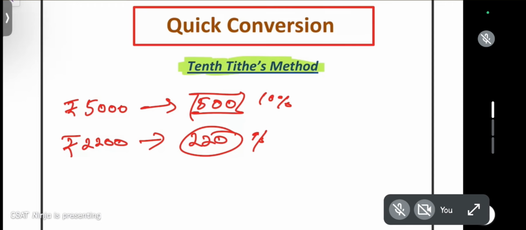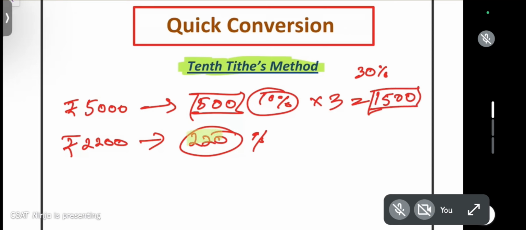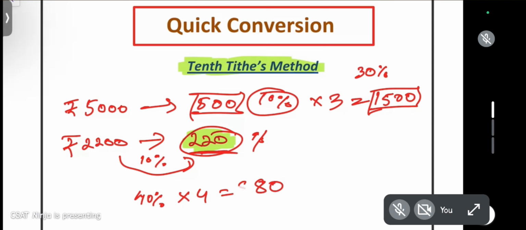So you have 10% here. If you need 30%, then you just multiply by 3. So 5 threes are 15, 1,500. 220 is nothing but 10% of this one. If you need, let's say, 40%, you just multiply it by 4. So 10% is this one, I'll just multiply it by 4. 4 twos are 8, 4 twos are 8. That means 880 is nothing but 40%.